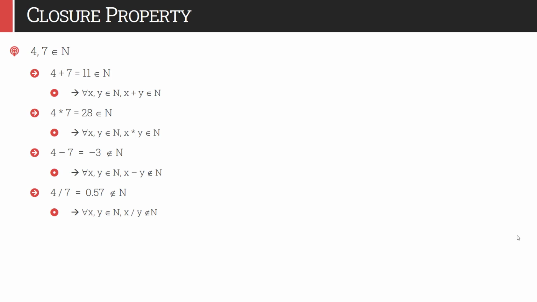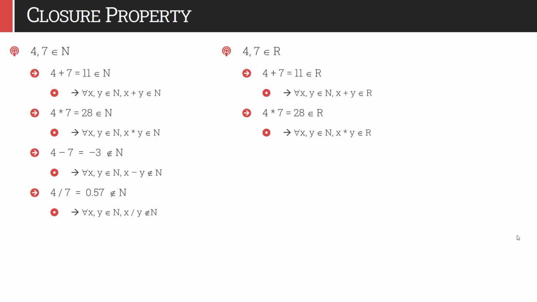Now the set from which we are deriving two different entities to perform various operations could be different. For example, now we are taking it from capital R, the set of real numbers. It contains all the real numbers, negative, positive, everything. So if you perform the addition operation, the result is definitely in R. So R is closed under addition. R is also closed under multiplication.